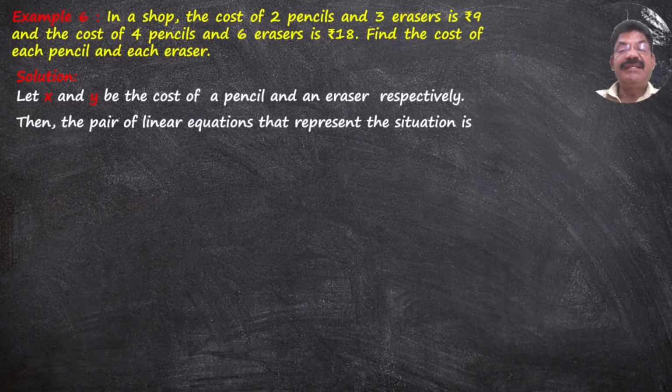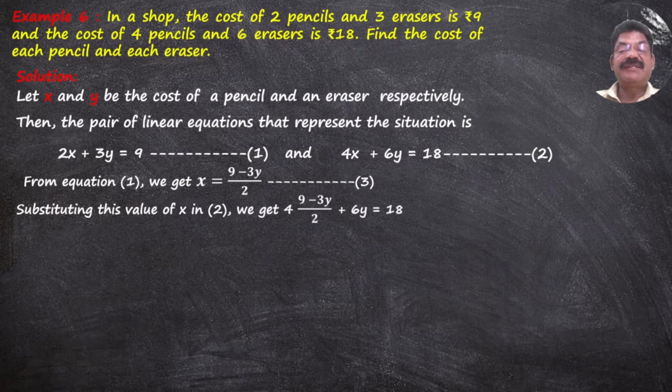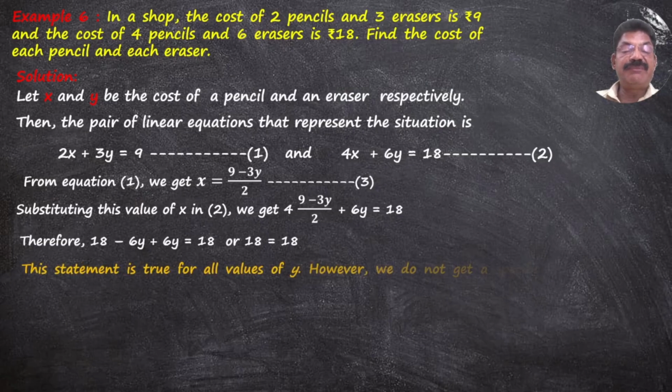Then, the pair of linear equations that represent the situation is 2x plus 3y is equal to 9, because 2 pencils and 3 erasers cost rupees 9, and 4x plus 6y is equal to 18. From equation 1 we get x is equal to (9 minus 3y) divided by 2. We substitute this value of x in equation 2 and we get 4 into (9 minus 3y) divided by 2, plus 6y is equal to 18. When you simplify, you get 18 is equal to 18, which is a true statement.